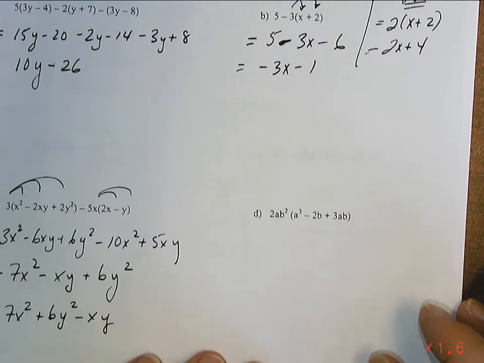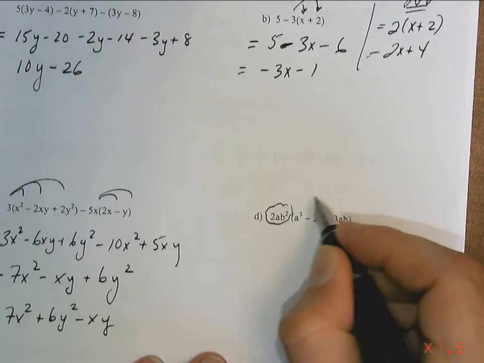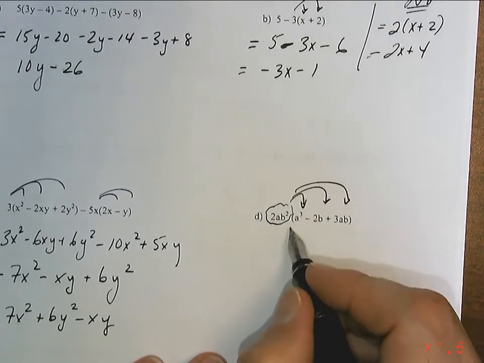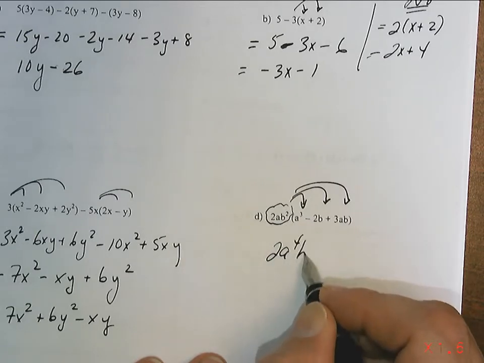All right, so now I've got a whole term here. So looking at this, I've got this whole thing is being multiplied into each and everything in here. So it's going to be 2, that's a to the 1, a to the 3, so a to the 4, b squared.